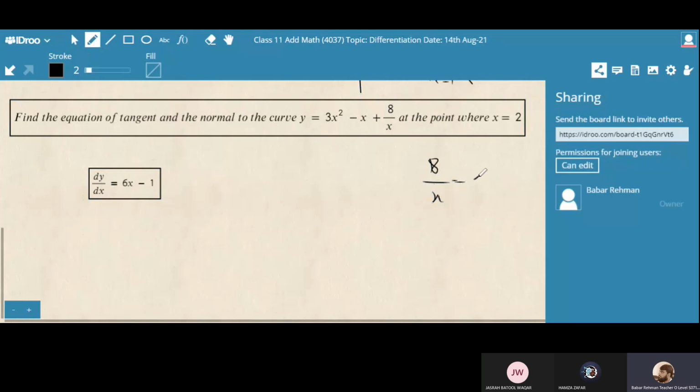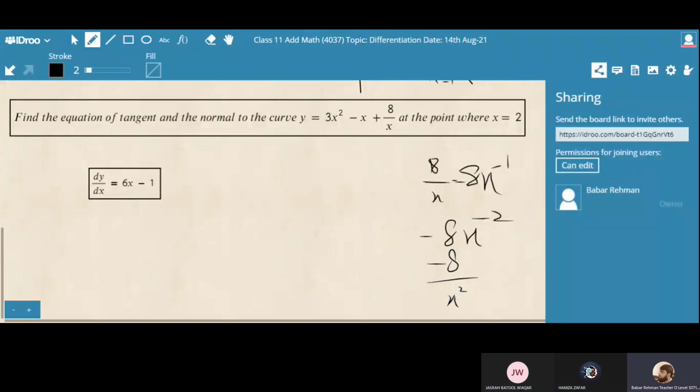Can I write 8/x like this? 8x to the power -1. Okay, so what is the gradient of this? -8x^-2. Are you getting it? Now I can write it as negative 8 upon x power 2. Is it clear? Yes, sir. Negative 8 upon x power 2.